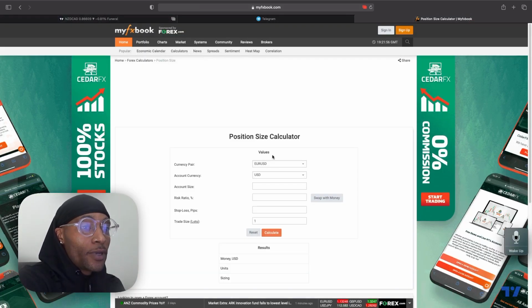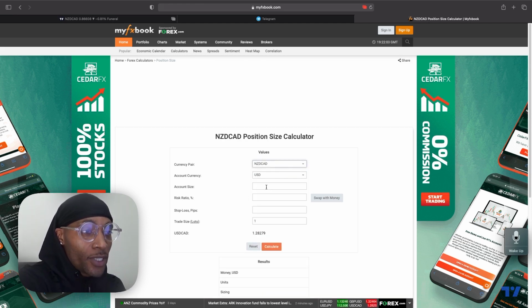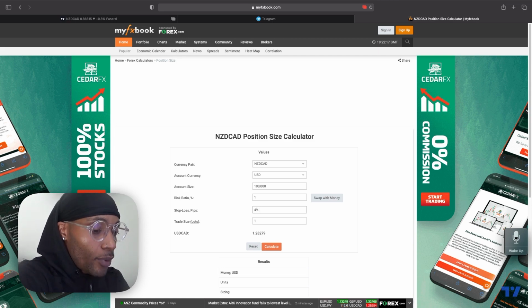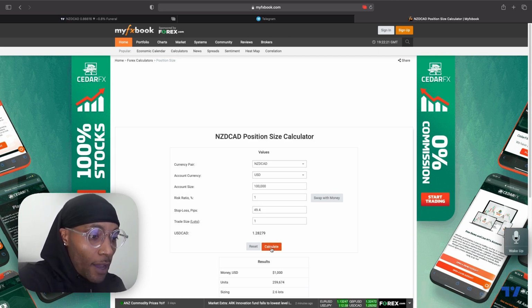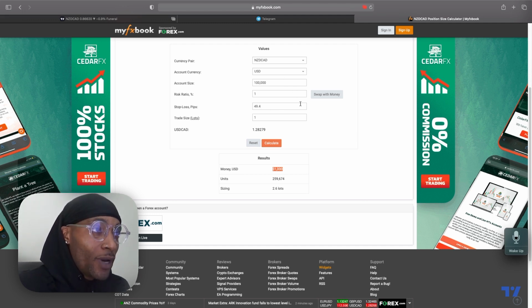We can go on to 49.4. We can go on to here. We can see the currency pair. Go down to NZD CAD, amount currency USD. Say we have a $100,000 account. Say we want to risk 1%. Our stop loss in pips is 49.4, and now we want to calculate. What it is telling us is that we use 2.6 lots, which is almost 260,000 units. And it will be $1,000 if our stop loss is 49.4 pips away from our entry. So that is where you can go to have it done for you.